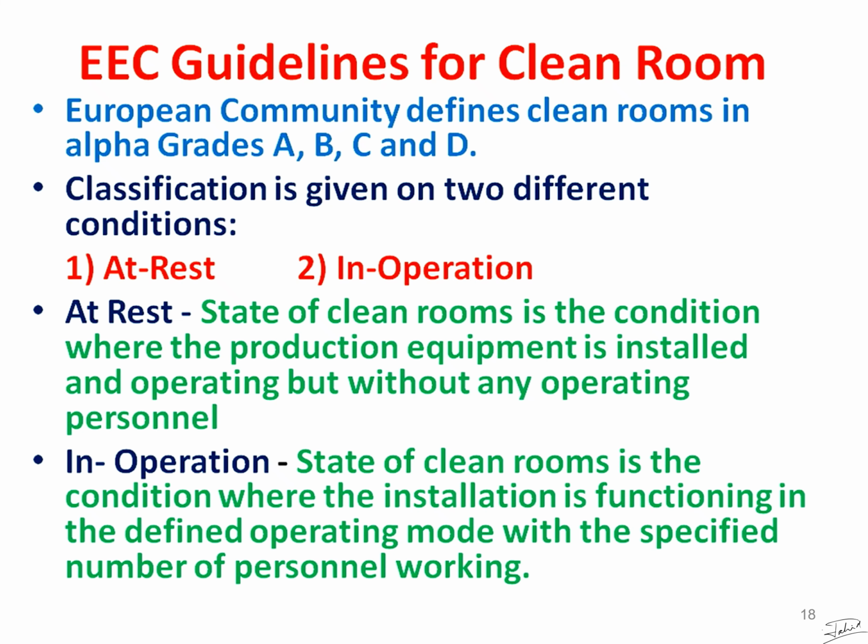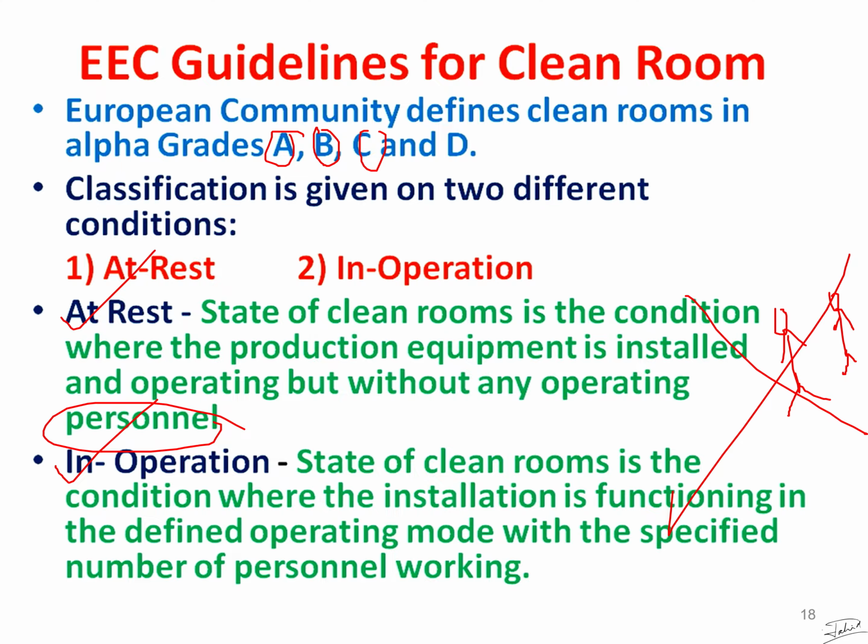Now we'll discuss European Committee guidelines for clean rooms, which are classified as A, B, C, D. It has been classified into two different conditions, actually: at rest and in operation. So what do you mean by at rest? At rest means the state of the clean room where the production equipment is installed and operating, but without any operating personnel. That means here no personnel should be present, but operation may be continuing. This condition should not have any personnel.